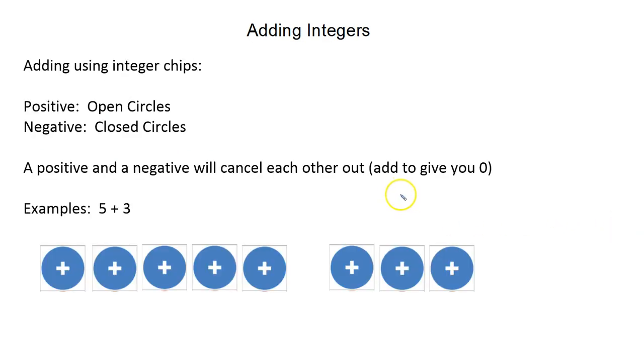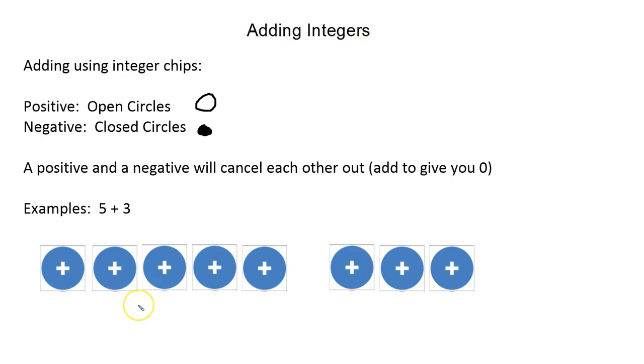Now we're going to try another strategy, and this is integer chips. So we're going to add using integer chips. Now, when you are creating these integer chips on your paper, my suggestion is to use open circles when you're using positive numbers and closed circles when you have negative numbers. I also made this a little bit more entertaining so that we can see a nice visual, and I have used blue chips for positive numbers and red chips for negative numbers.